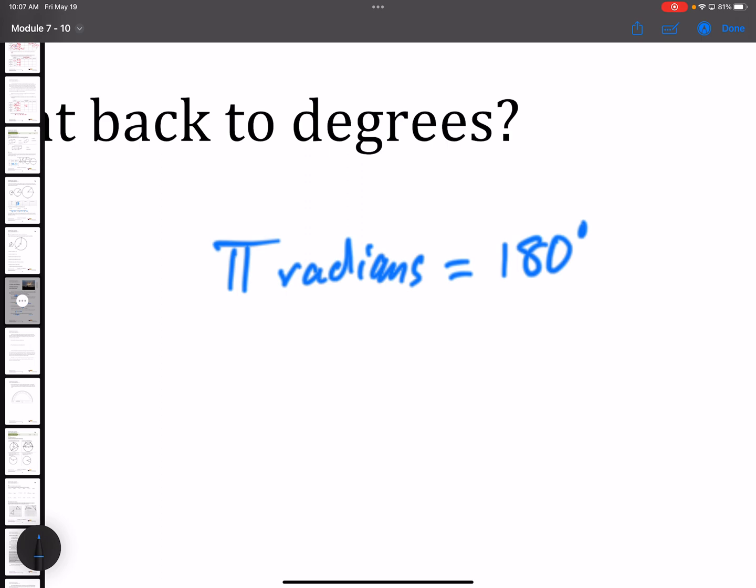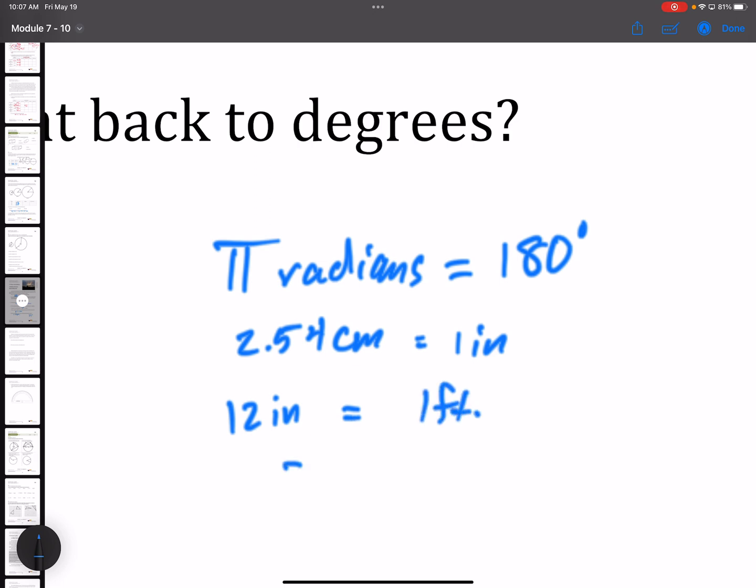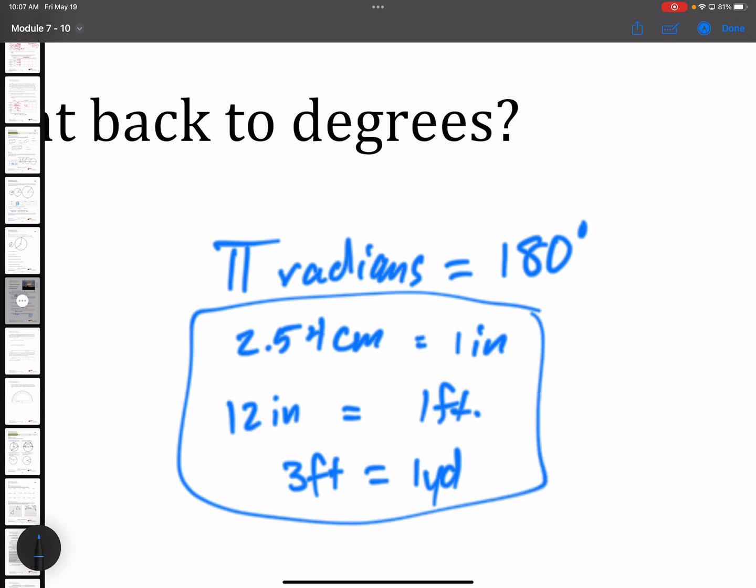Here's the conversion factor. Pi radians, just like 2.54 centimeters equals 1 inch. Just like 12 inches equals 1 foot. Just like 3 feet equal 1 yard. Just like all of these things, they are equivalent statements where there's an equal sign. So also, pi radians are equal to 180 degrees. So if you are thinking about half of a circle, like we discovered in our homework, half of a circle has a radian measure of pi.